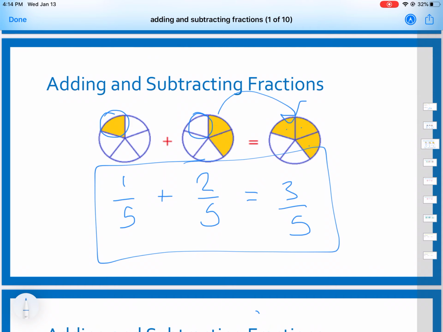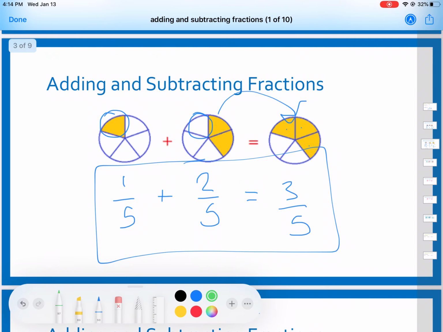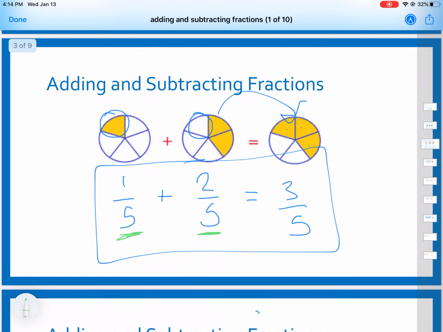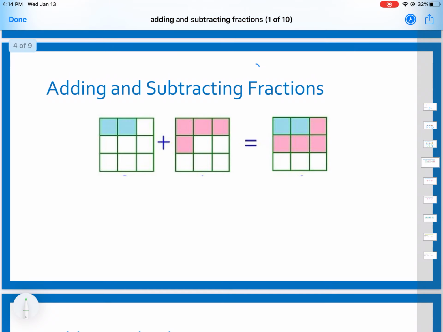What can we notice here? Well, the denominators are the same, so we don't add those together. And the numerators, it's 1 plus the 2 to get the 3. Let's see if this works the same way with a different diagram.